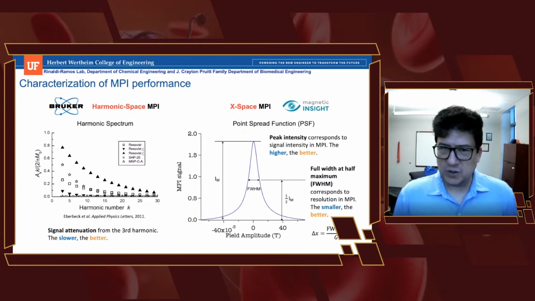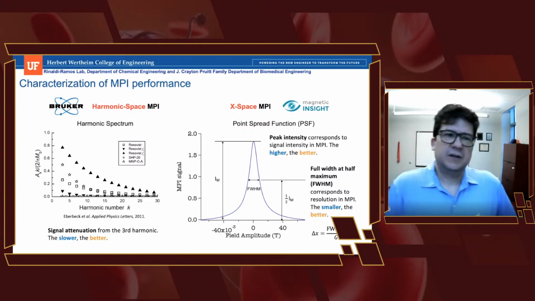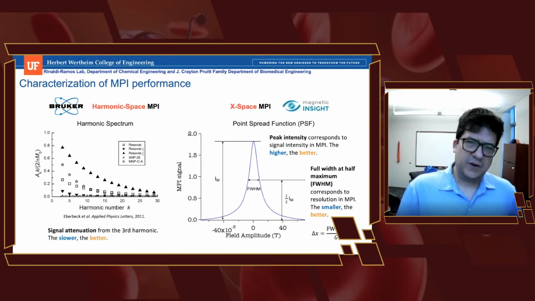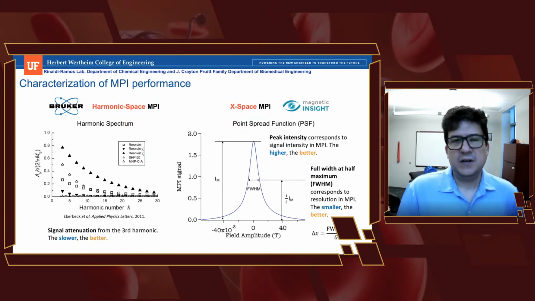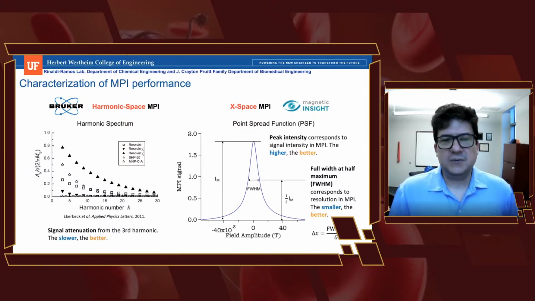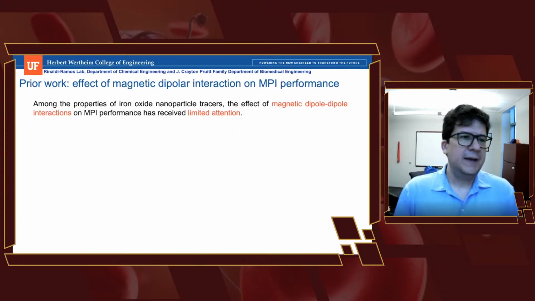There's been past experimental work that suggests, for example, that one of the reasons ferucarbotran or Resovist may be a good MPI tracer, at least better than you would expect, may be because of interactions between the small magnetic particles that make up Resovist that are embedded in this dextran matrix. I also alluded to that being potentially important in other commercial tracers.